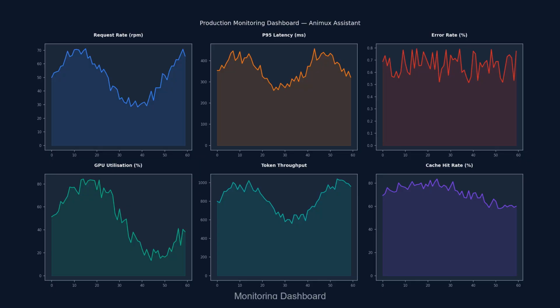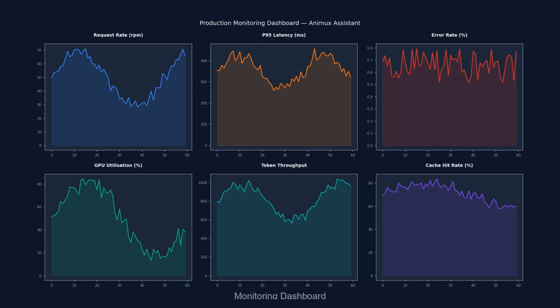This production monitoring dashboard gives you a real-time health summary of your model API across 5 critical dimensions. The request rate panel in the top left shows traffic volume over time. A healthy system shows a relatively smooth curve. Sharp drops indicate a routing failure or a crashed pod, while sharp spikes may indicate a traffic surge or a misbehaving client sending retry storms.